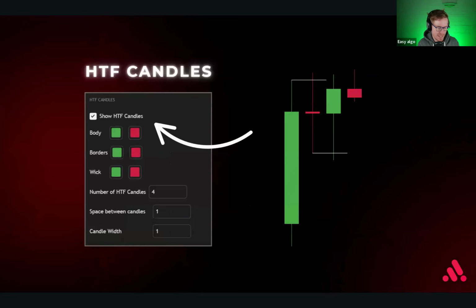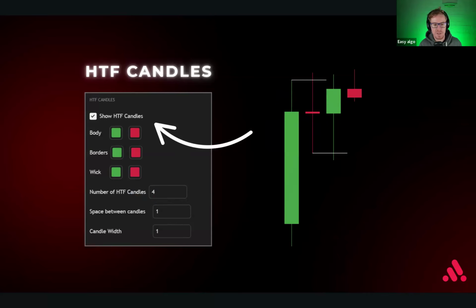So then if we come over here onto the higher time frame candles, you can see we've got these higher time frame candles that are projected onto the chart, and we can customize them. We can change the colors of them. We can change how many you want to see. So if you want to see 4, it'll show 4. The current setups and logic is based on monitoring 4, but you can alter it and have 5, 6, 7, 8. You can have as many of these higher time frame candles as you want. So you can see the higher time frame and the lower time frame at the same time.